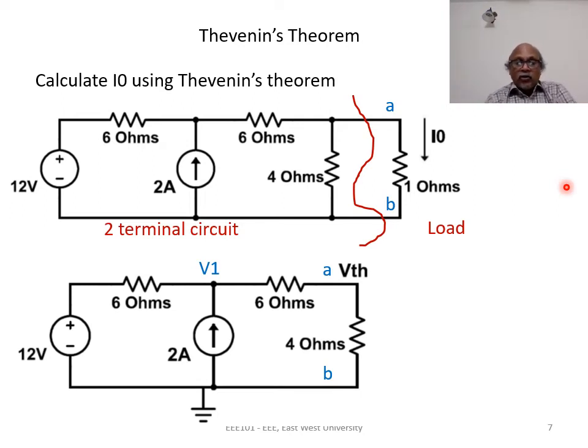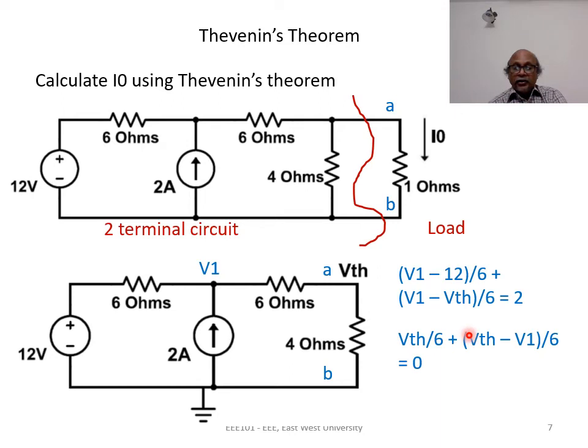So we have two unknown voltages, we need two node equations. These are straightforward and as shown here, for V1 there are two resistances on the left hand side and one current source on the right hand side. For VTH we have only two resistances on the left hand side. If we solve these two equations, we find out that VTH is equal to 6 volts.